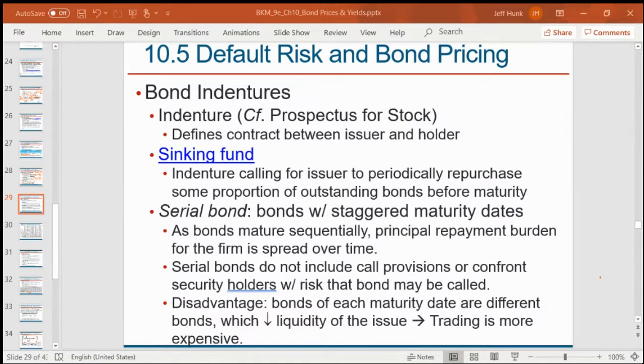So now we need to talk about bond indentures. Moving on to the new... No, it's not the new topic. We're still continuing on with the default risk of the bond. So interesting thing is.